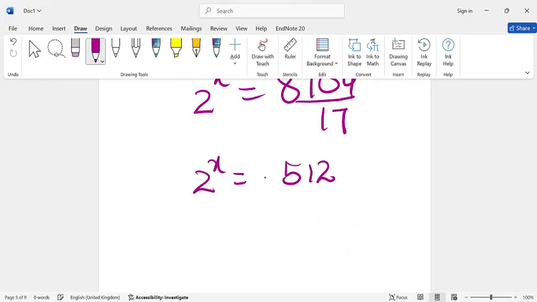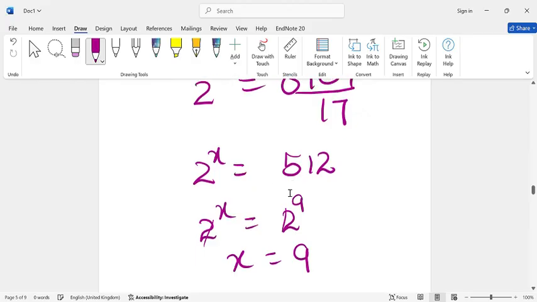Now we have to convert 512 to a power of 2. What's the power of 2? The answer will be 512. So if I take the power of 2 as 9, the answer will be 512. Okay, so I cancel out these 2's and get the answer x equals 9. Okay, so this is the answer we have.